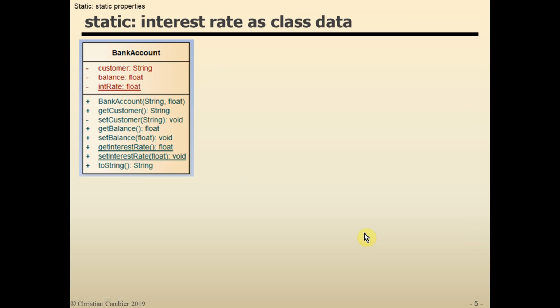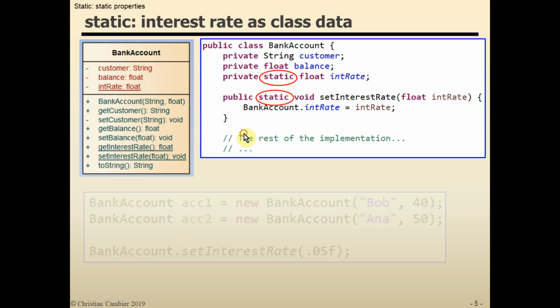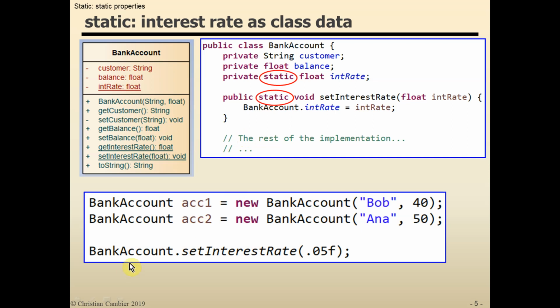Our new implementation looks like this. The only difference with the previous one is that now the interest rate property and the getters and setters are now declared static. This will influence how we should call the setInterestRate method. But let's focus first on the creation of the bank account objects. What impact does static have in memory? Let's find out.